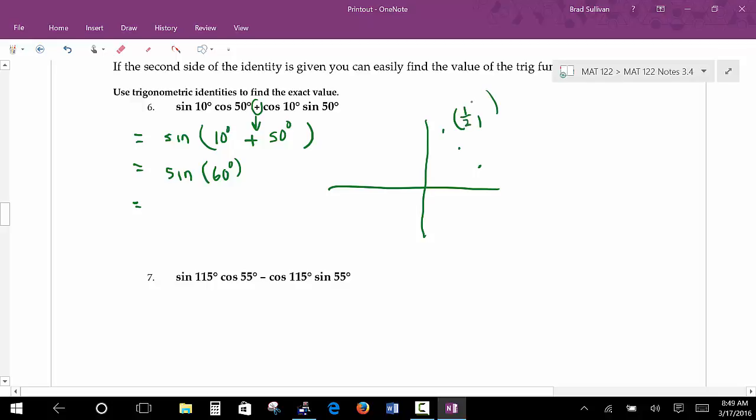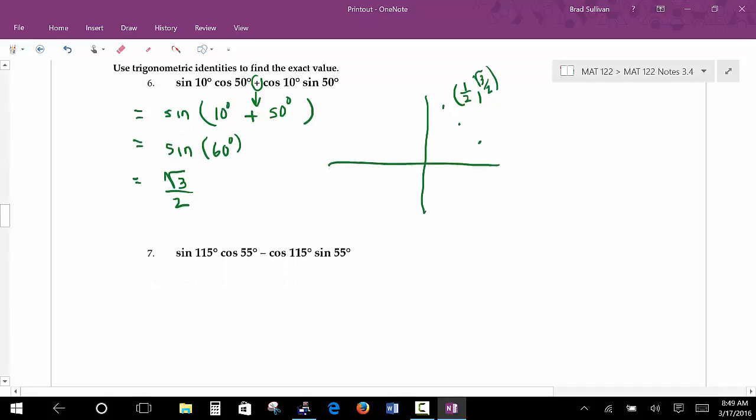1/2. X is small. Square root of 3 over 2. Y is big. So what's the answer of this problem? Square root of 3 over 2. Yeah, okay, it's the Y value like that. So again, once you get this put together, then it's just an exercise in working with your unit circle. Okay?